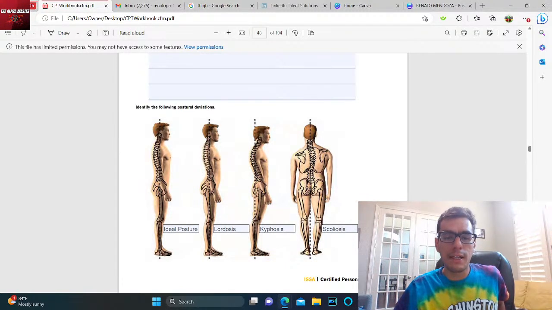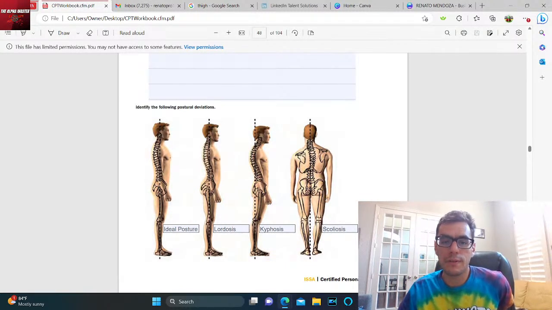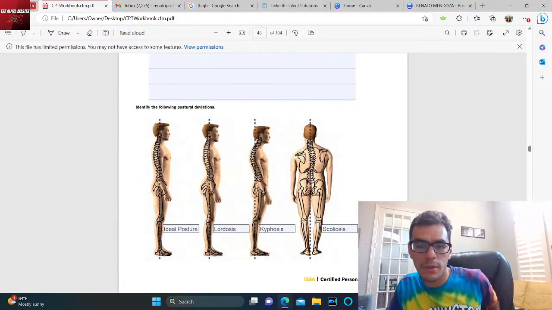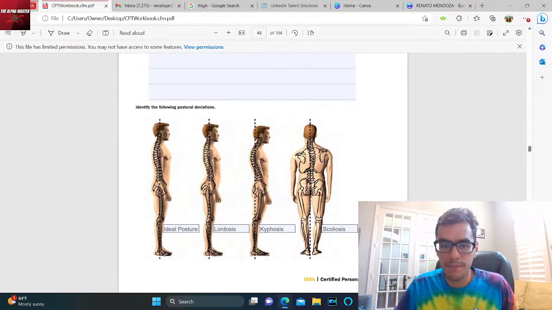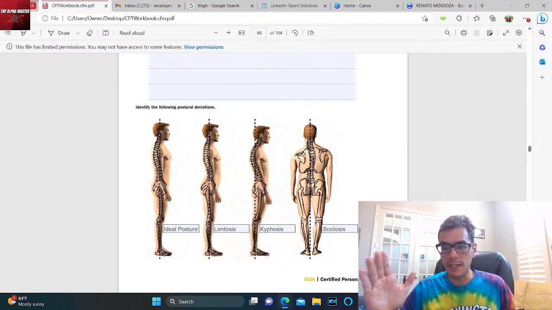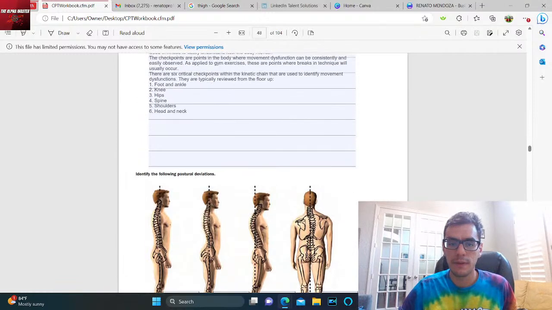So ideal posture, the lordosis is a deviation of the lumbar spine, kyphosis a deviation of the thoracic spine, and scoliosis is going to be when the spine is deviated but in the sagittal plane.